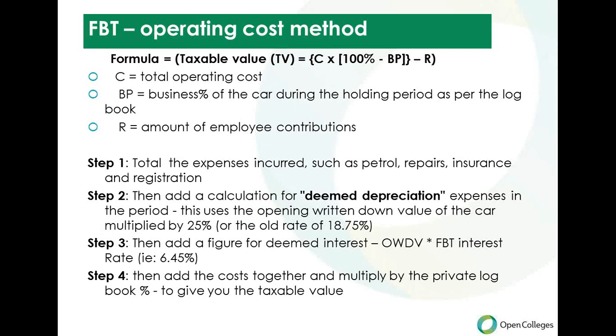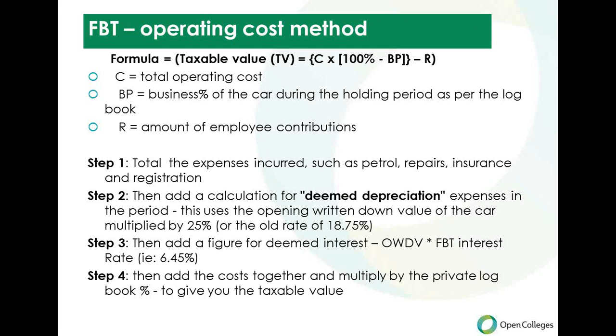Because what you need to do in this example is, number 1, look at and calculate the total operating cost. Number 2, you must have a logbook or a business percentage of the car during the holding period per the logbook. So let's say that it's 25% private, and R is any employee contributions to the fringe benefit. Now step 1 is to total the expenses incurred like petrol, repairs, insurance and registration. So all the running costs of the vehicle.